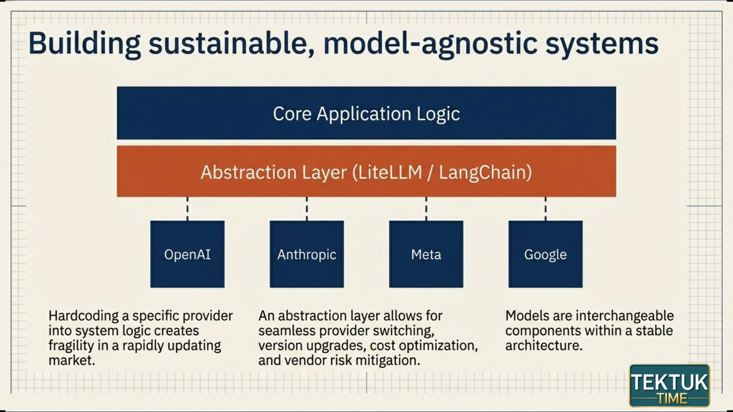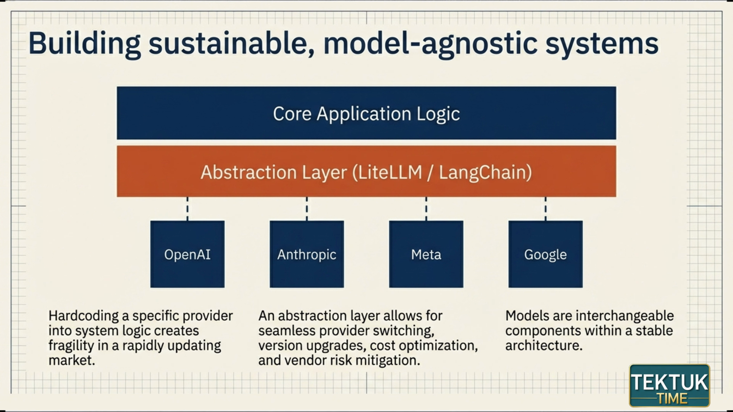Think about it. When a new, better, cheaper model version comes out, you can swap it in with zero friction. If your main provider has an outage, you can mitigate that risk by just switching to a backup. This kind of design decouples you from the chaos of the model market, and it gives you the ultimate flexibility to optimize your costs and to control your own product's destiny.